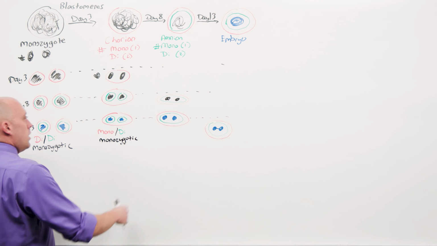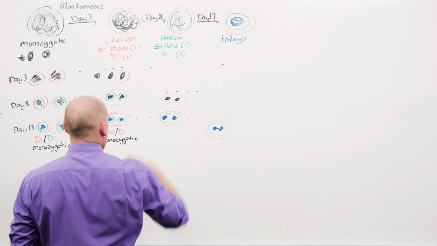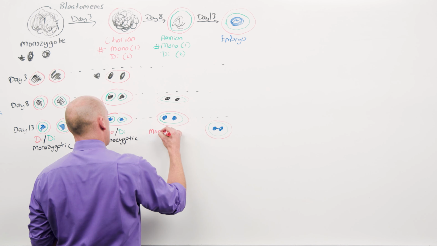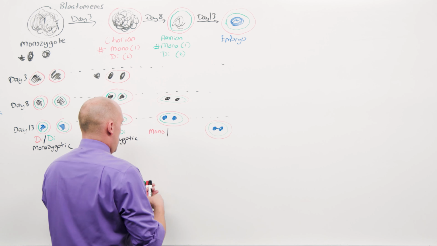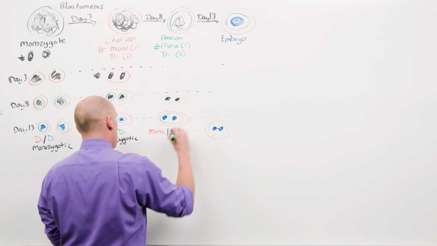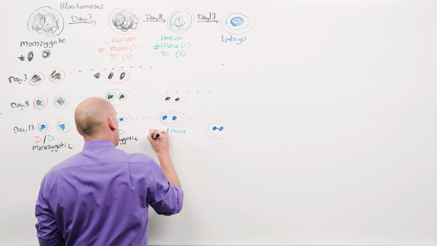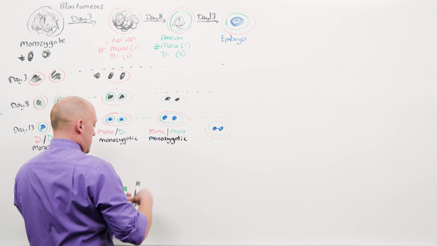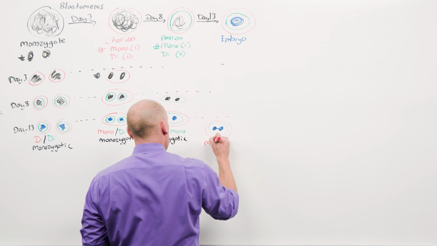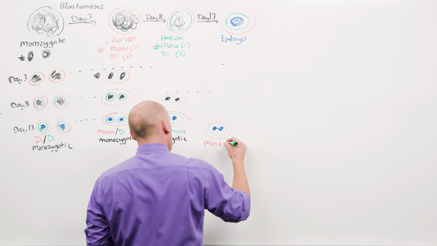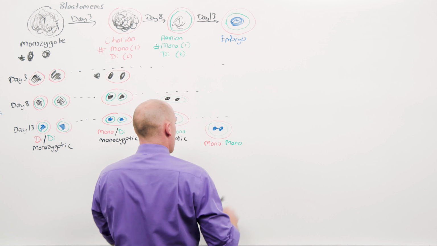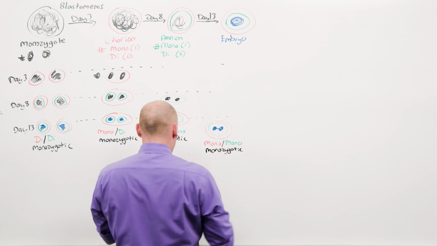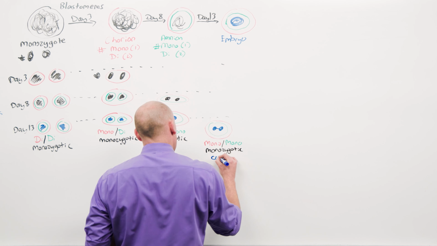Twin. If you have the twinning event between 8 and 13, how many red things? 1. Monochorionic. How many green things? 1. Monoamniotic. 1 zygote. And after 13, it's also a mono-mono. Monozygote. But it is conjoined. Conjoined twins.